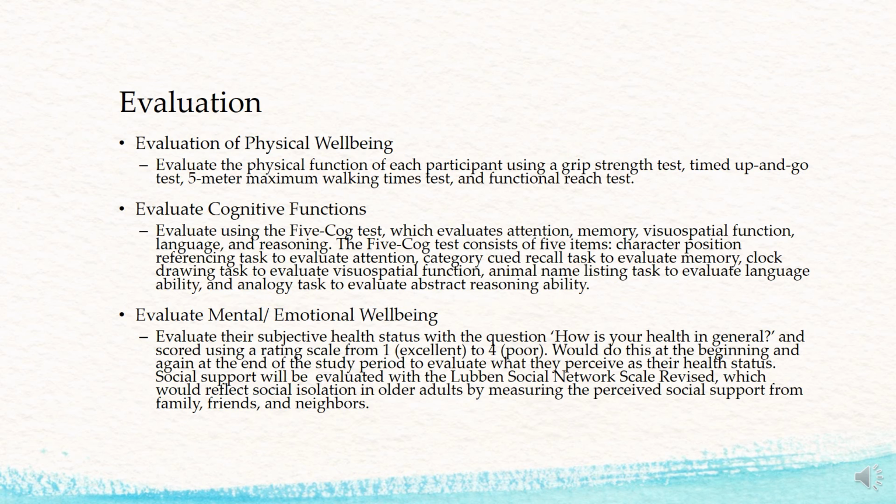Evaluate mental and emotional well-being. Evaluate their subjective health status with the question: how is your health in general? It is scored using a rating scale from 1 excellent to 4 poor. We'll do this at the beginning and again at the end of the study period to evaluate what they perceive as their health status. Social support will be evaluated with the Lubben Social Network Scale revised, which would reflect social isolation in older adults by measuring the perceived social support from family, friends, and neighbors.